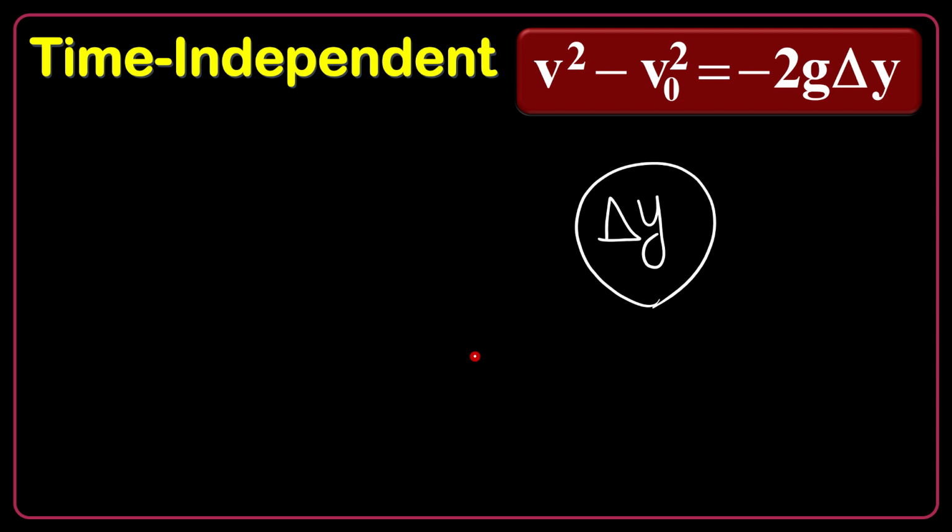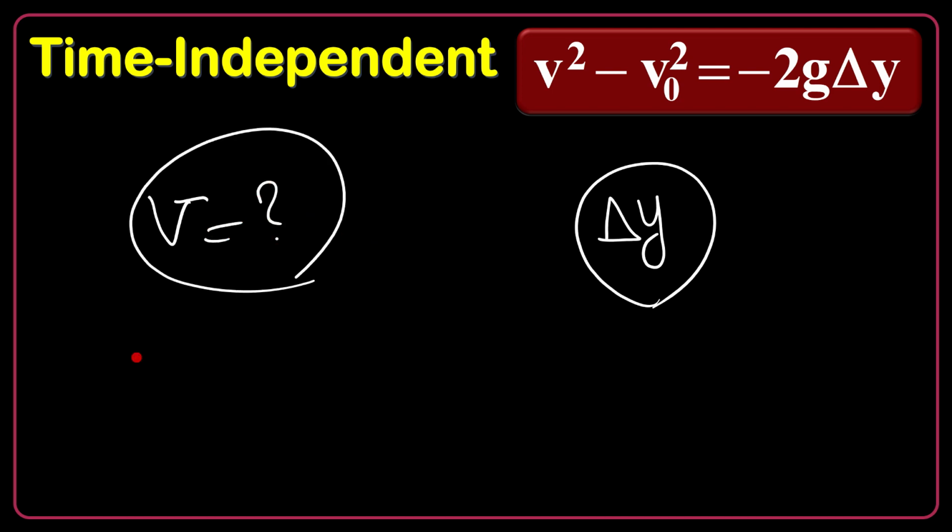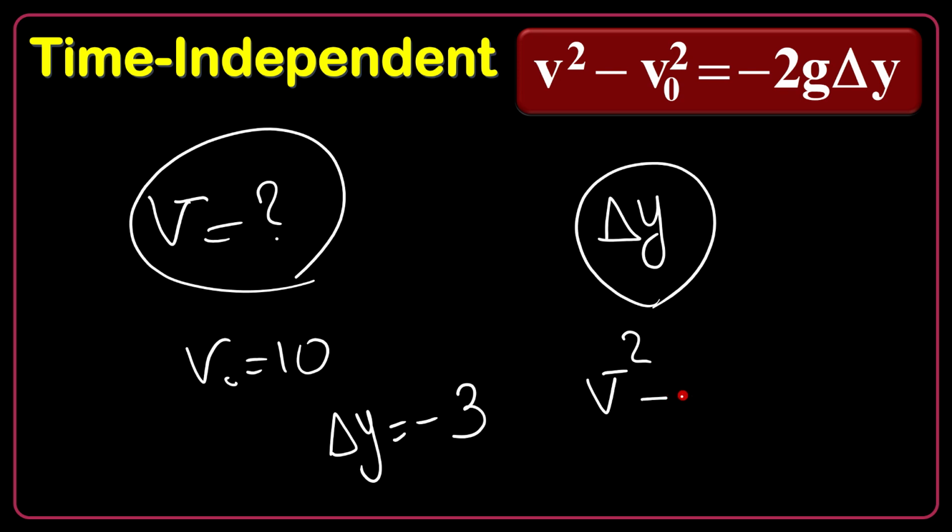For example, let's say v is something we are going to find. V naught is 10 and delta y is negative 3. What should I do with that? Oh, here I should put the negative sign in the equation. So I will write v squared minus 10 squared is equal to negative 2 times 9.8 for g times negative 3. It's very important. Delta y must keep its negative sign.